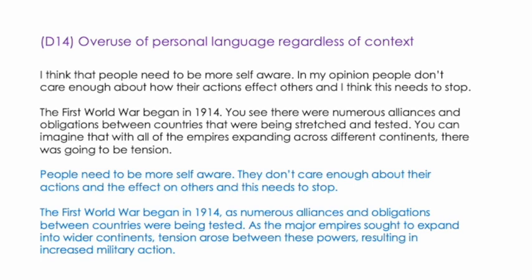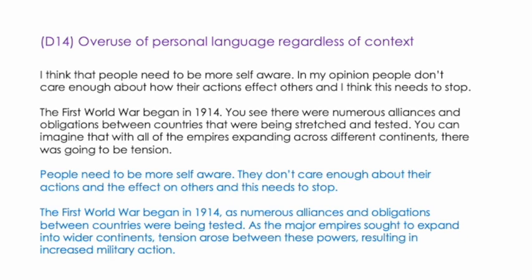For the second example, we read, "The First World War began in 1914 as numerous alliances and obligations between countries were being tested. As the major empires sought to expand into wider continents, tension arose between those powers, resulting in increased military action." When we're communicating factual information, we want it to be as depersonalised as possible, because that removes any sense of bias that we are illustrating it from our point of view.